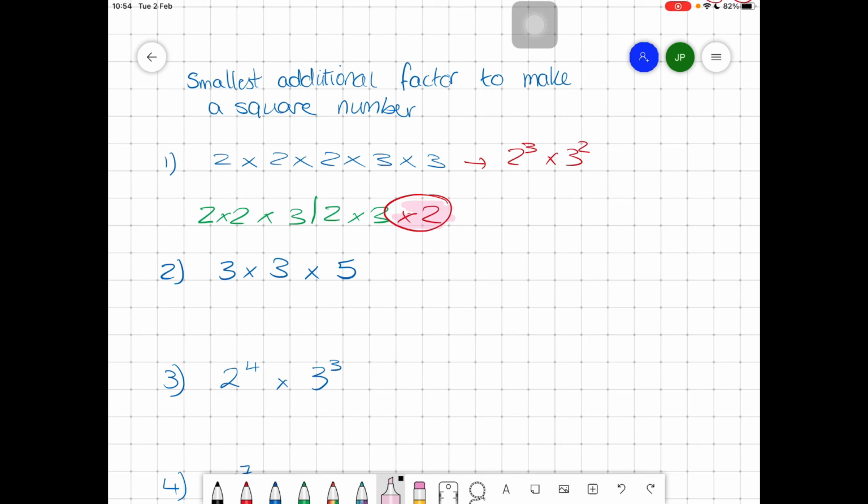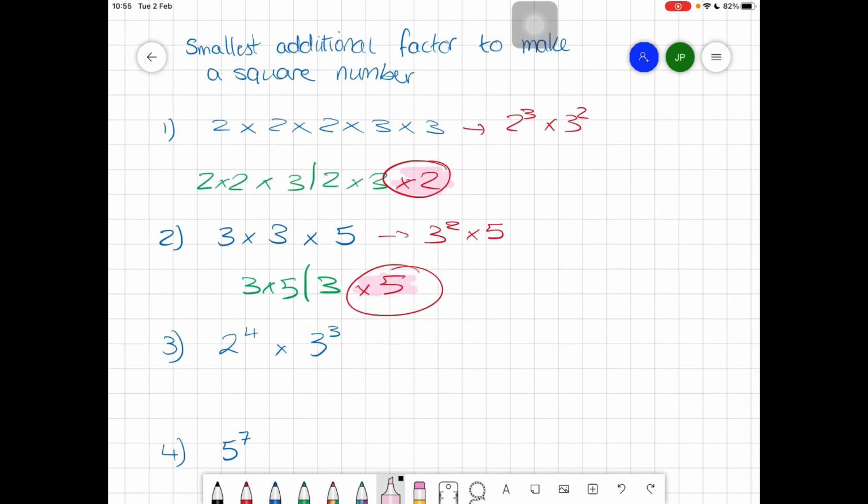Okay. First thing, I'm just going to simplify it, because if you've got a really long one, it might make it easier to see. When I split in half, my 3 squared, I can split into a 3 and a 3, but I've only got 1 5. Therefore, to balance these up, I need another 5. So there's my missing factor, it's the times by 5.